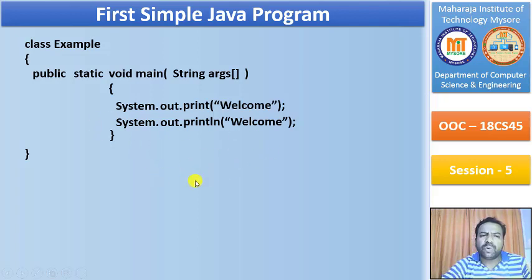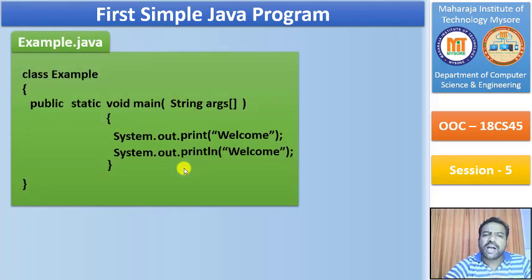Now this is the basic first simple Java program. When I execute this program, you will get the output as welcome, and in the same line I am going to print the second welcome. If it was println, I would have got these two welcomes in two different lines. Fine. Now I am going to save this file.